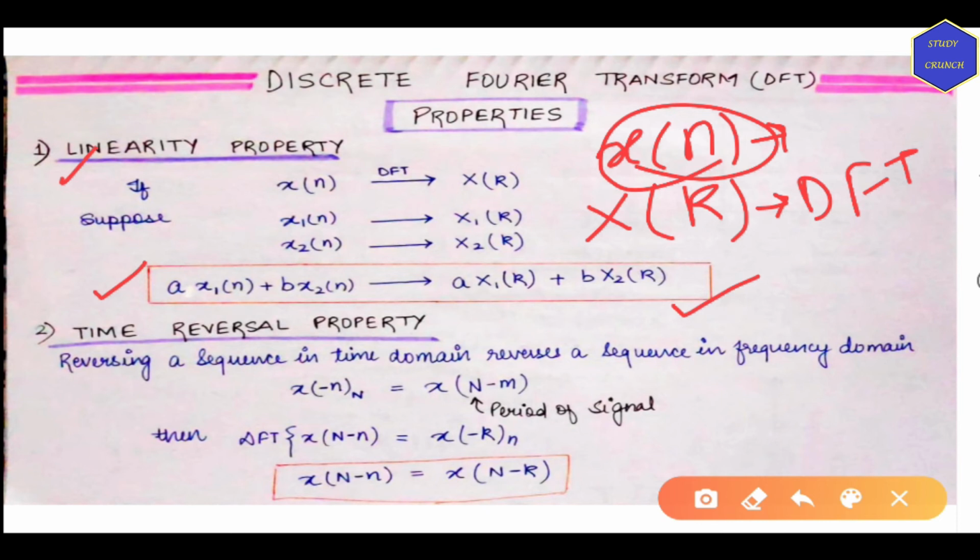Then comes the time reversal property. Reversing a sequence in the time domain reverses the sequence in the frequency domain as well. So if we have x of minus n, then x of N minus n, where capital N represents the period of the signal. On taking the DFT, we have X of capital N minus k. We will look forward to this property as well.